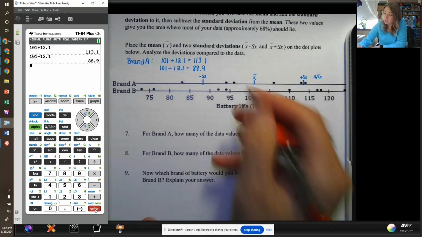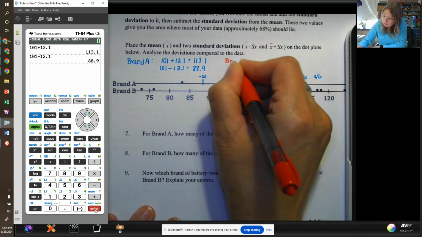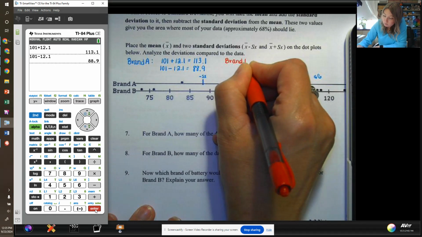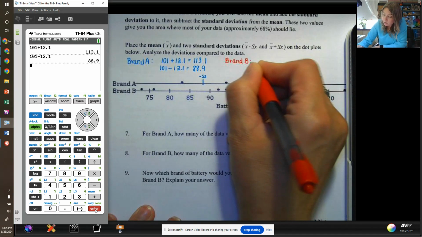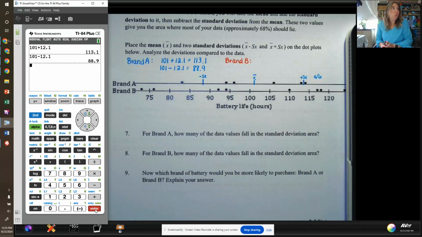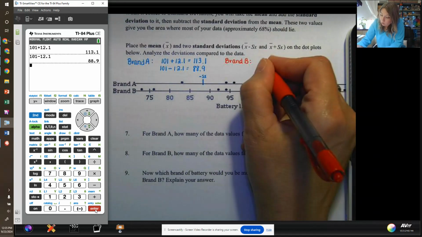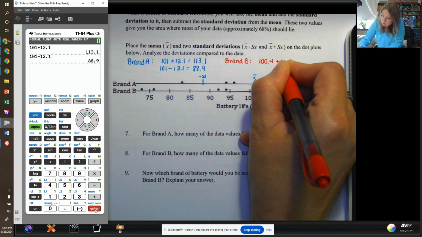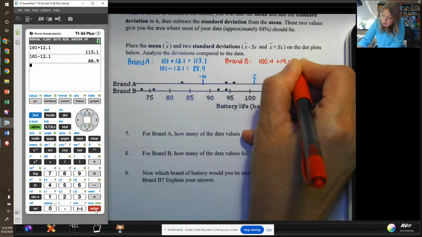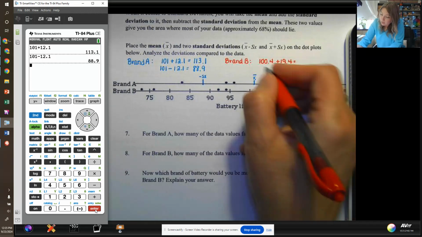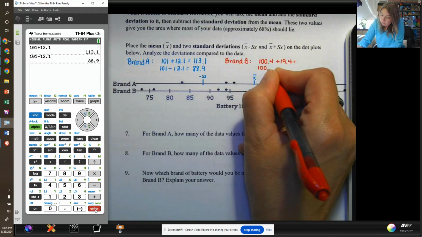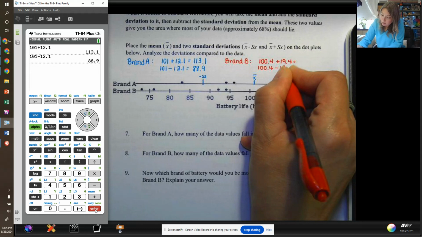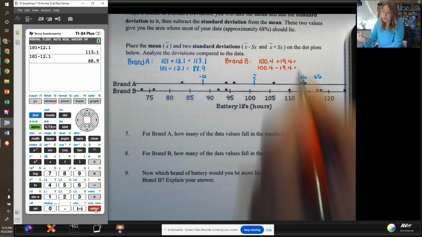So brand B, your mean, we used 100.4. So let's do that again. Let's take 100.4 plus 19.4 and see where we end up. And then let's take 100.4 minus 19.4 and see where we end up.